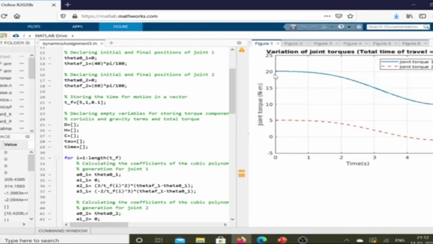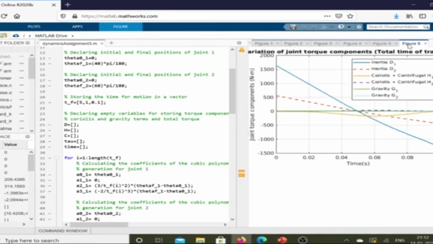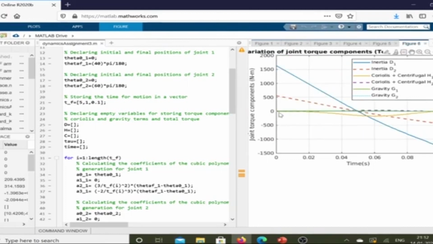The total joint torque is 20 Newton meter. In case of 0.1 second, what was the total joint torque? It was 1500. So you can imagine what happened. And again, in this case we saw that our gravity is 20, and here also it is 20 because gravity is constant. Gravity components are constant because they depend only on position, not on velocity and acceleration. Okay, but the acceleration torque was 1500.